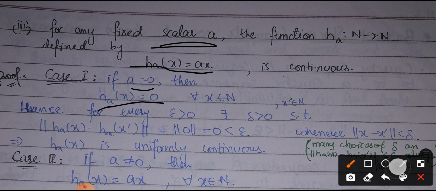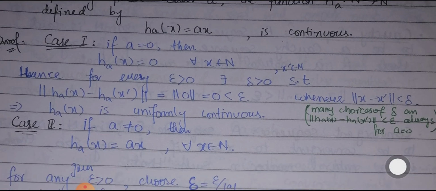So for any epsilon positive, there exists a delta positive such that for x prime belonging to N, the norm of h_a(x) minus h_a(x prime) will be equal to the norm of 0, because both terms will be equal to 0. The norm of 0 is equal to 0, which is less than epsilon, because epsilon is a positive number. So it means that we have many choices for delta. That's why we can say that the norm of h_a(x) minus h_a(x prime) is less than epsilon whenever the norm of x minus x prime is less than delta, so the function is uniformly continuous for a equal to 0. Now we are considering the case when a is not equal to 0.